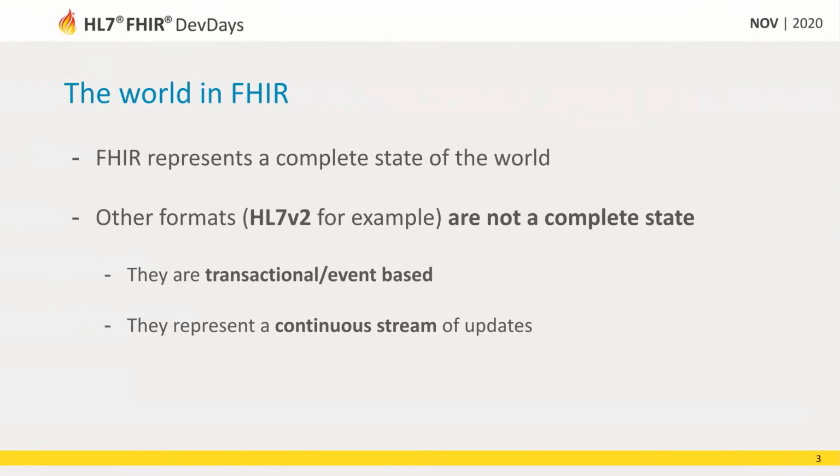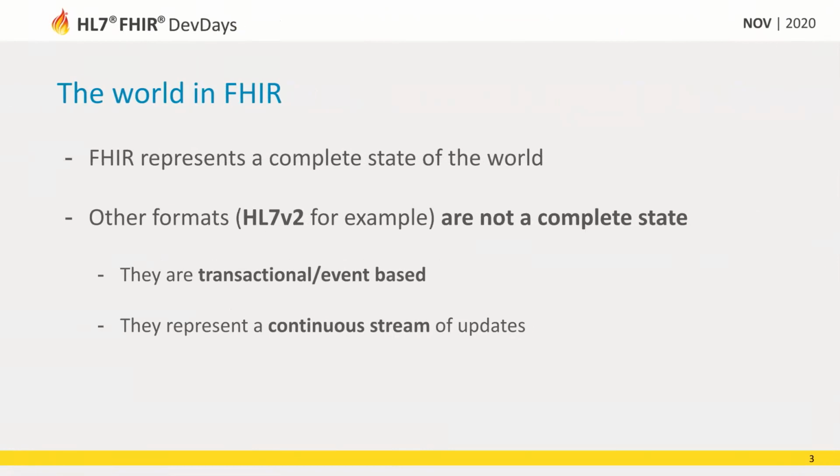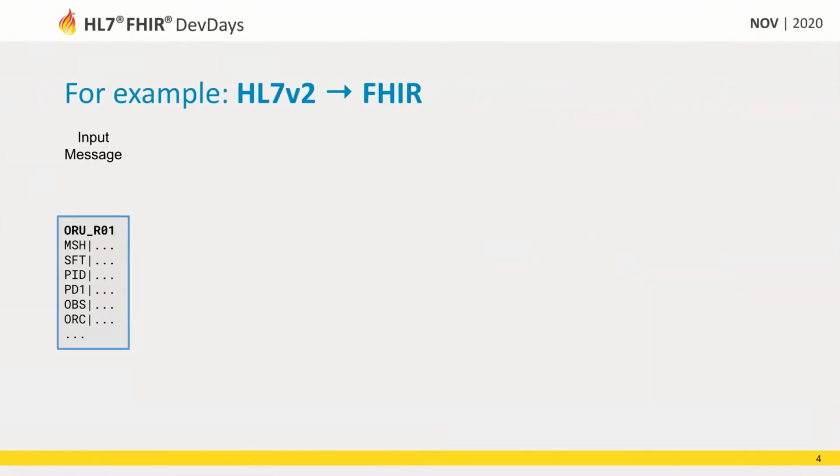So let's hop into our premise. The world in FHIR is a single state, and I'm not talking about FHIR messaging. This is specifically referring to FHIR resources, and this whole talk is just about FHIR resources. Other formats like HL7v2, for example, are not a complete state. They are transactional or event-based, and they represent some sort of continuous stream of updates.